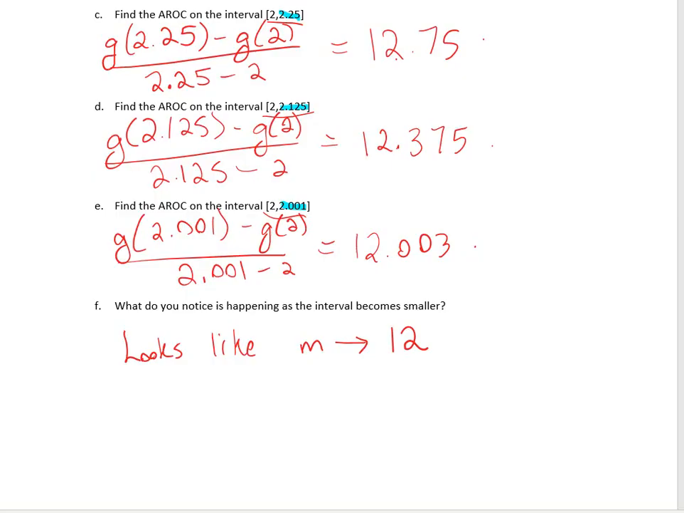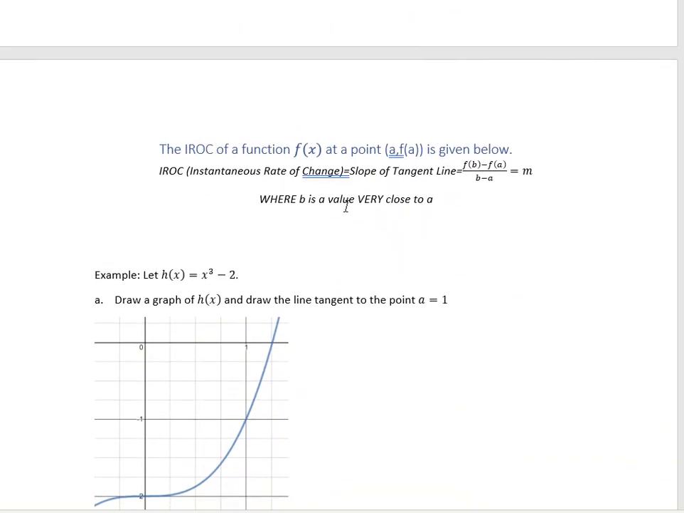Now what the tangent line is is that it is going to give us the instantaneous rate of change. So the slope of the tangent line is the instantaneous rate of change, and its formula is going to be very, very similar to the secant line, except we're going to choose b values that are very close to our a values. So let's look at an example of this.